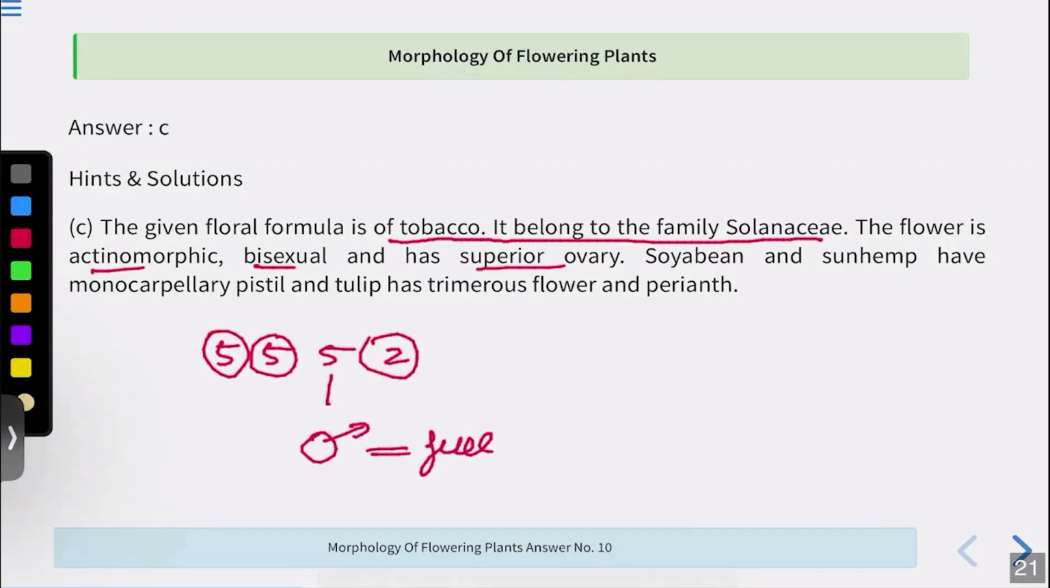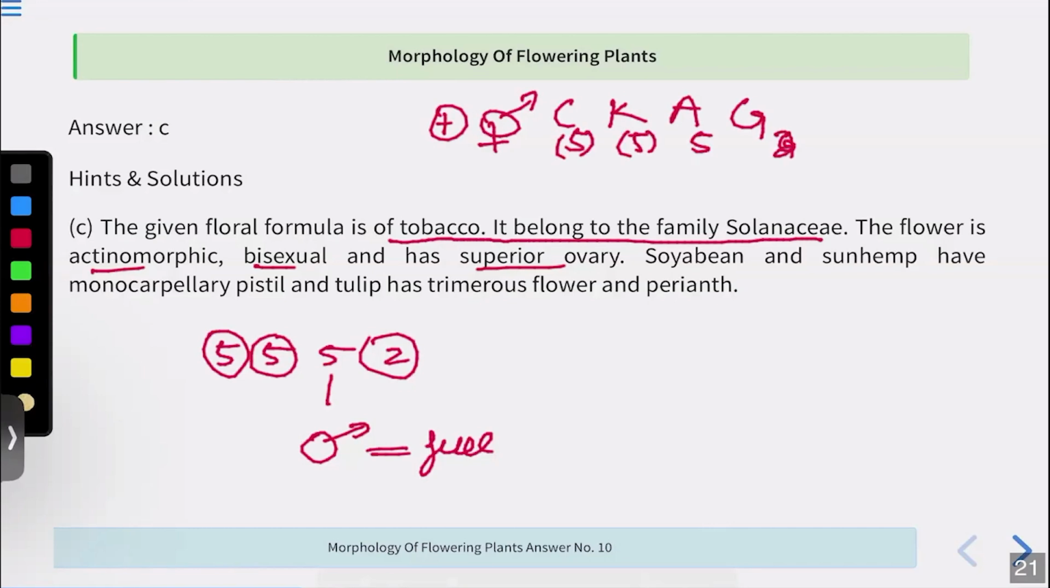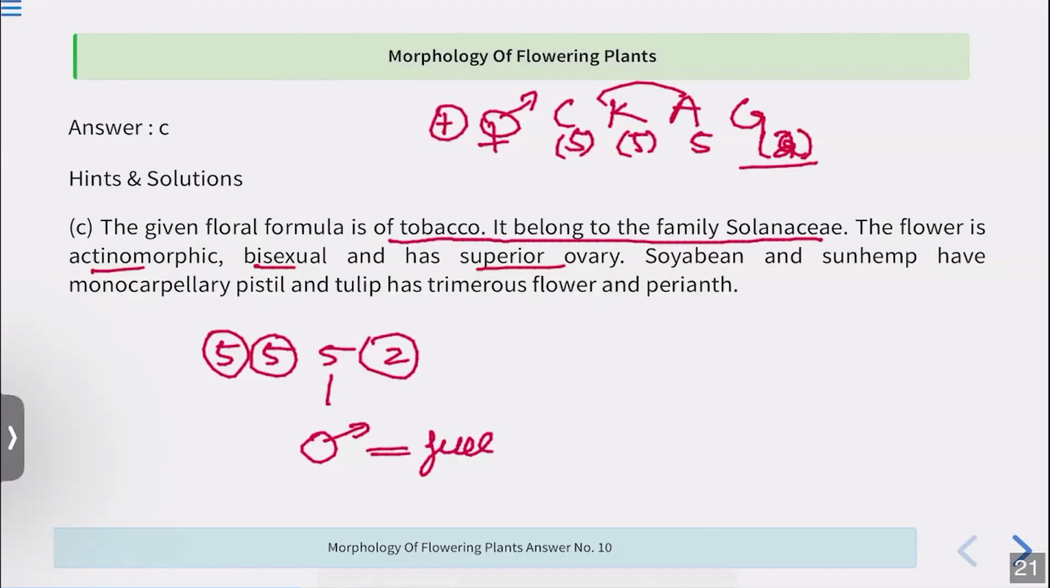That is how you make the floral formula of Solanum. Okay. Soybean and sunhemp are monocarpellary pistil. Tulip has a trimerous flower and perianth. Moving on.